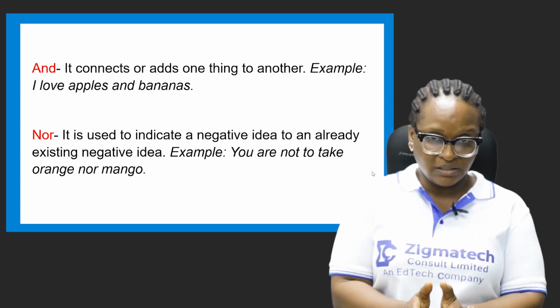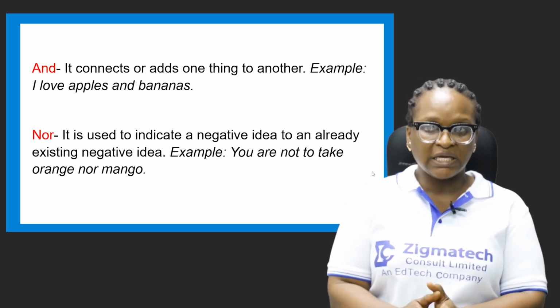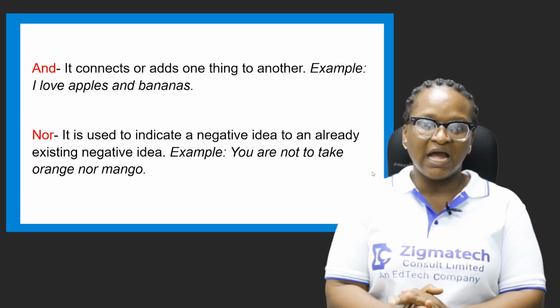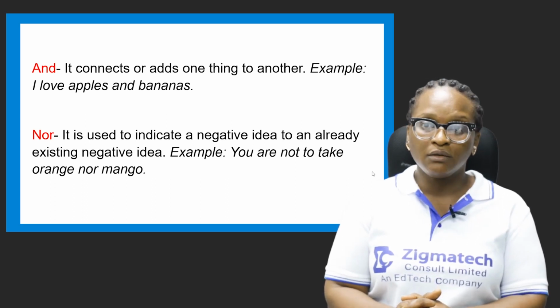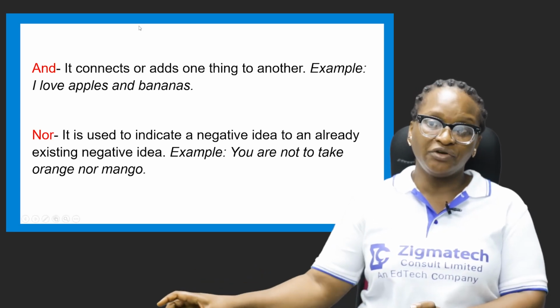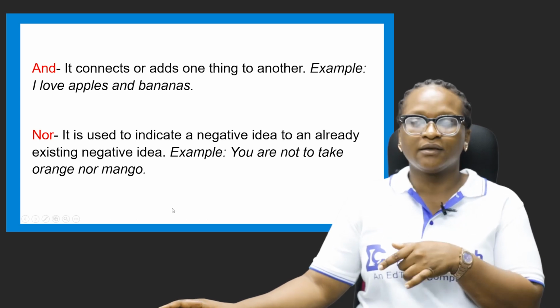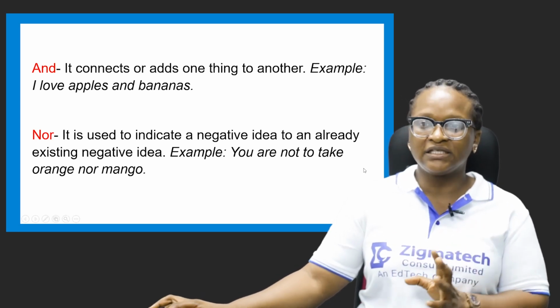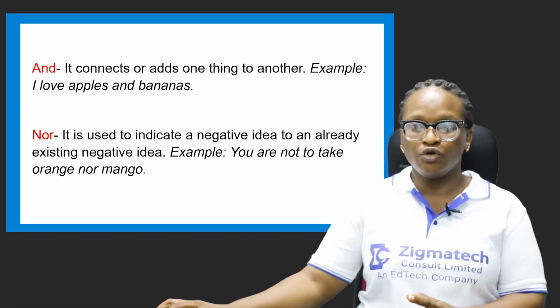There is an existing negative idea, and you use nor to indicate a negative idea also. So you are not to take orange nor mango. You see, there's already a negative in this. Don't take and don't take. So you see, it's on an existing negative idea. So you are not to take orange nor mango.